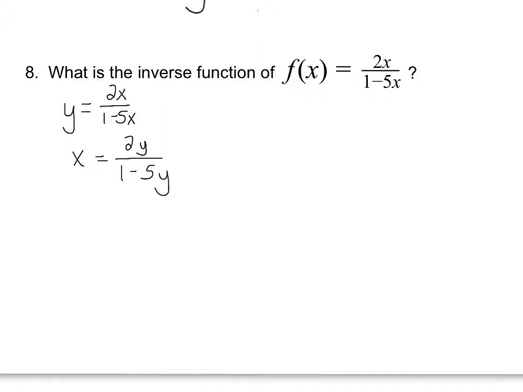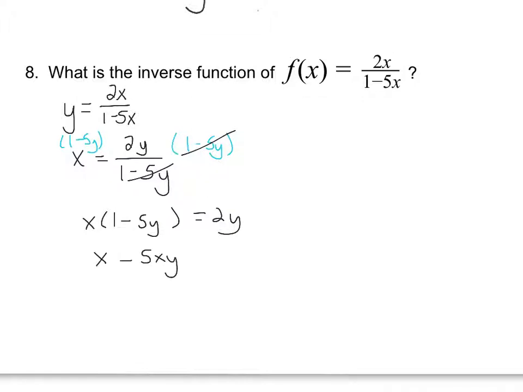And then I'm going to use my algebra to try to solve this back for y, and then that answer will be my inverse. So I'm going to multiply both sides by 1 minus 5y, because I always like to get rid of that denominator. So that's going to leave me with x times 1 minus 5y equals just 2y, because these will cancel. So similar to what we did in class, I'll distribute the x, so I get x minus 5xy equals 2y.